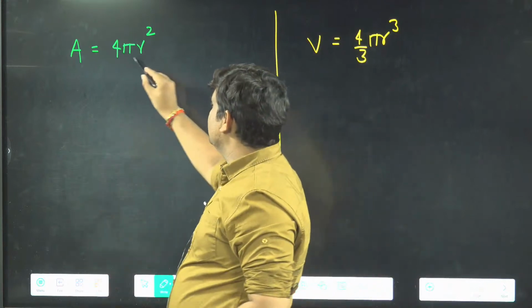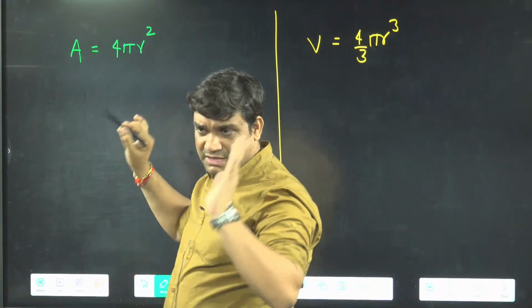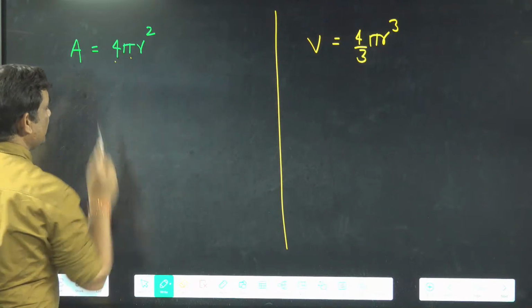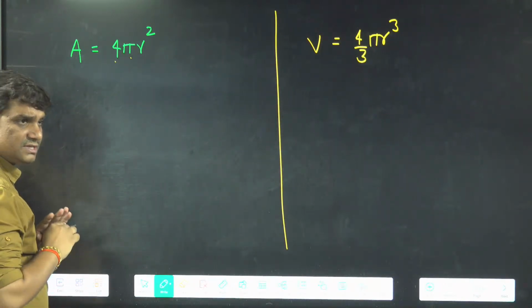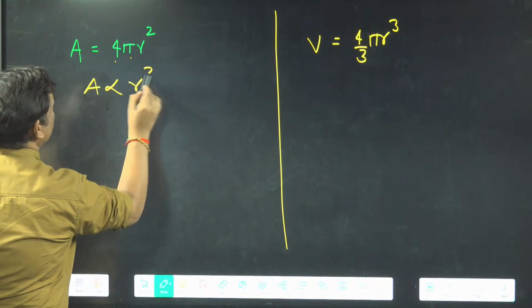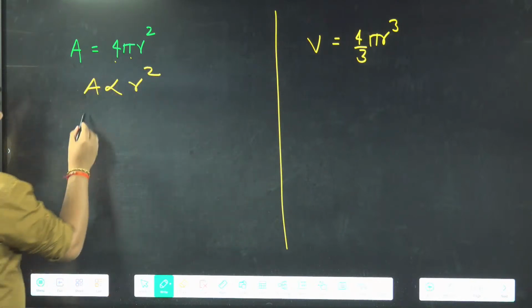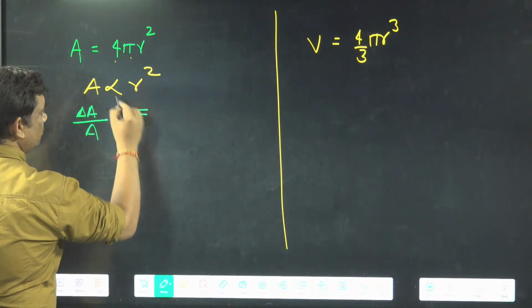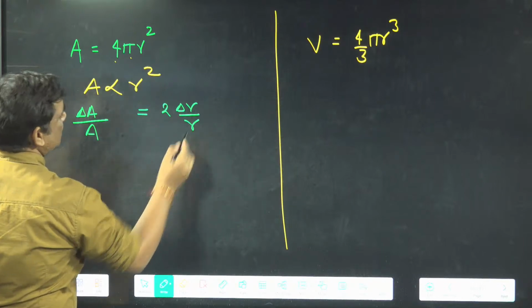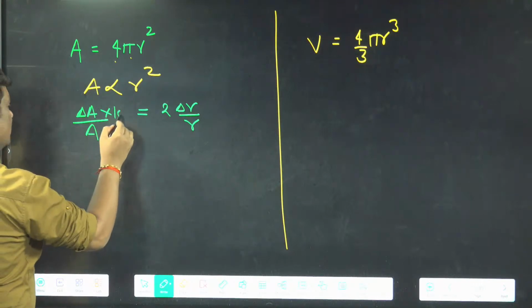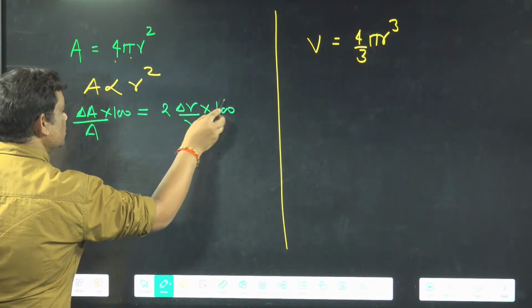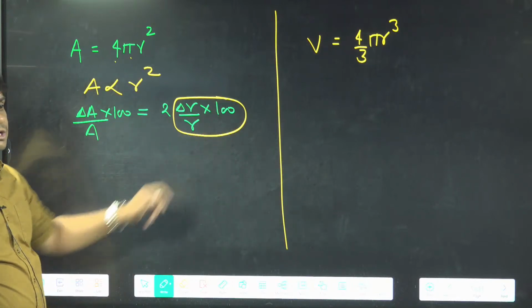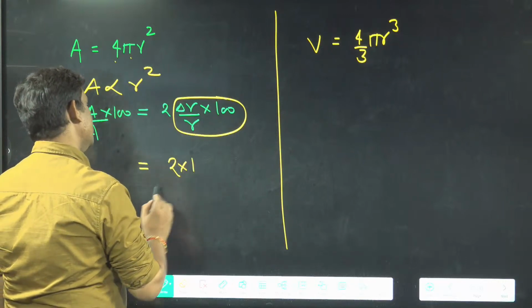Surface area of a sphere, you know, is 4 pi r square. Any error possible in 4 and pi? No error possible. It means A is proportional to r square. Then we can write delta A divided by A equals, power comes outside, 2 delta r by r. For percentage error, I will use into 100 here and here. And this value is the percentage error in the radius, which is 1%. So 2 into 1, the answer becomes how much?